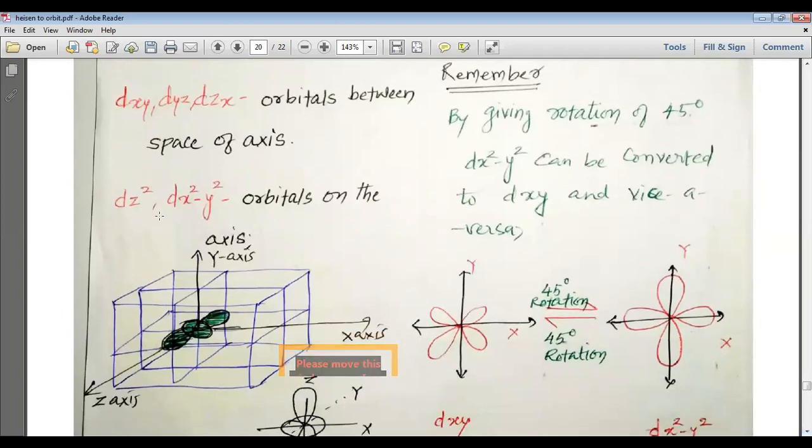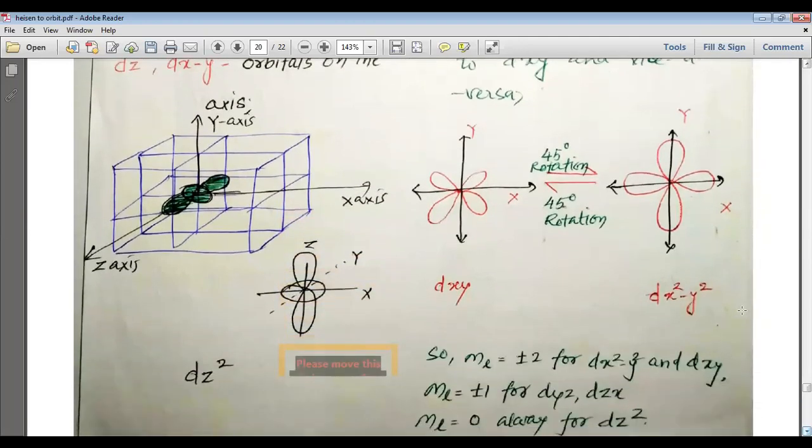Now we are going to understand the dz square and dx square minus y square orbitals. These orbitals are present on the axes. So you can see here, my dear students, that in 3 dimensions I have shown you the z-axis along with the x-axis and y-axis, and on this z-axis you can see that the z square orbital is present, represented with the green color. You can see this figure also, where the dz square orbital is represented in 2 dimensions.